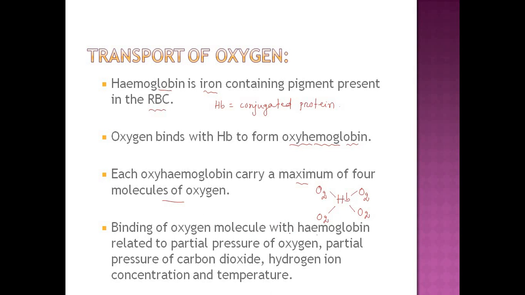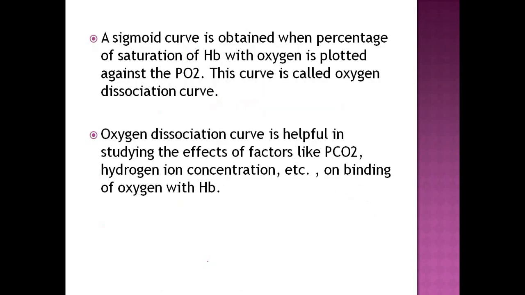And binding of oxygen molecule with hemoglobin is related to the partial pressure of oxygen. Partial pressure links with the gas exchange. There are different factors which affect the binding of oxygen to the hemoglobin, or formation of oxyhemoglobin. These factors are partial pressure of oxygen, partial pressure of carbon dioxide, hydrogen ion concentration and temperature. So let's move to the next slide.